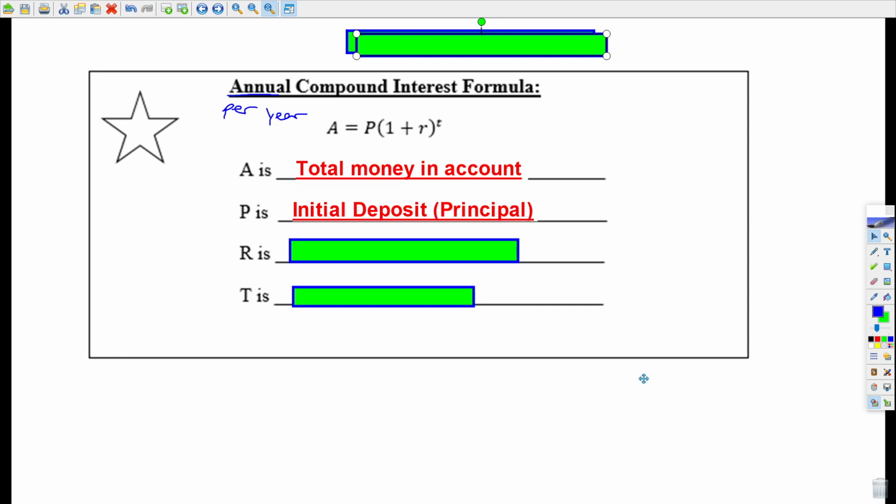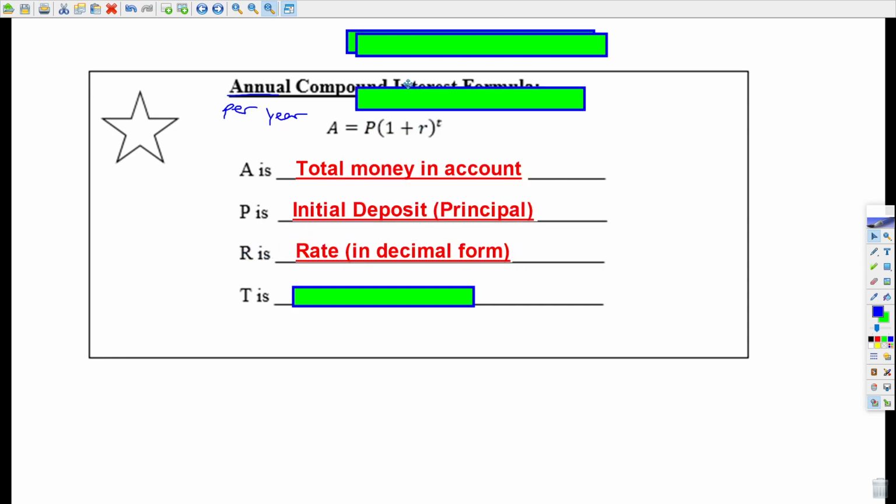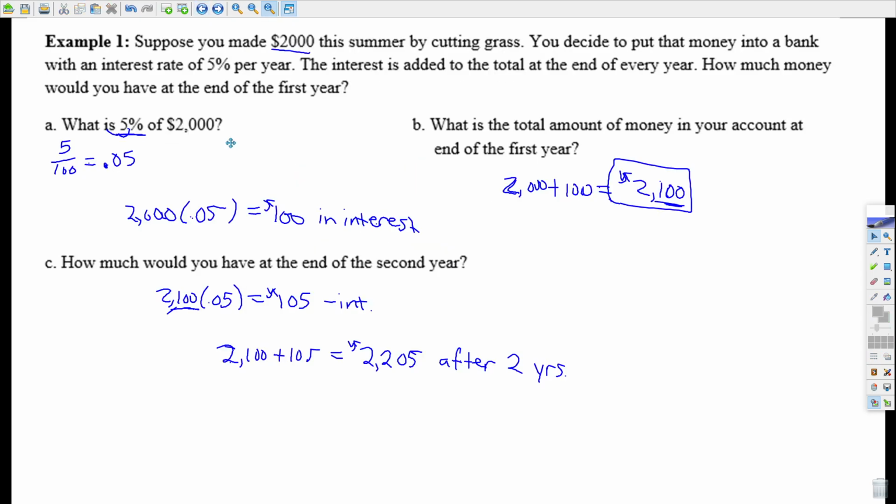So in our case, we deposited $2,000 from cutting the grass. R, that's up here. Oh, there should be a lowercase here. R is your rate, how much interest rate you're getting, and it has to be in decimal form. So you've got to change it from your percentage to your decimal, which is what we did to 5%. Change it to 0.05. Back here, 0.05.